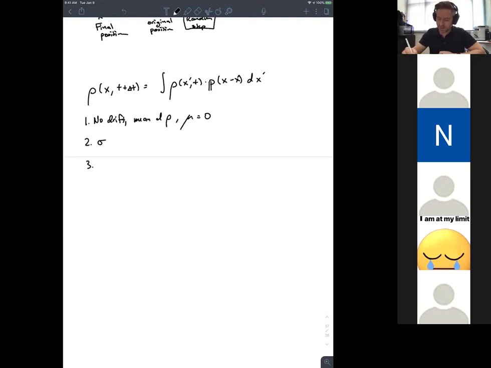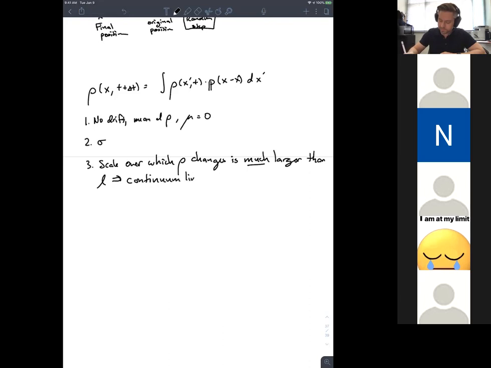In other words, the scale over which rho changes is much larger than our typical step sizes, L. And so this is our continuum limit. It's making this assumption that takes us from our microscopic viewpoint of individual random walkers to a macroscopic understanding of what's happening over the larger length scales of the container that it's encased in.